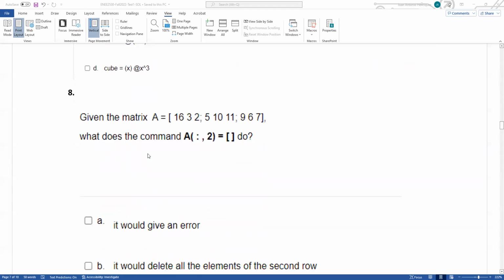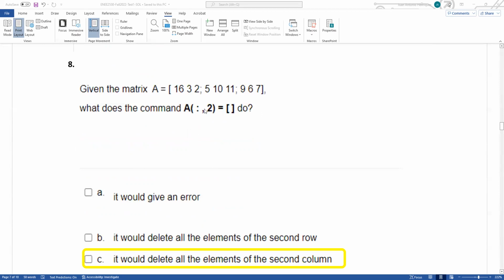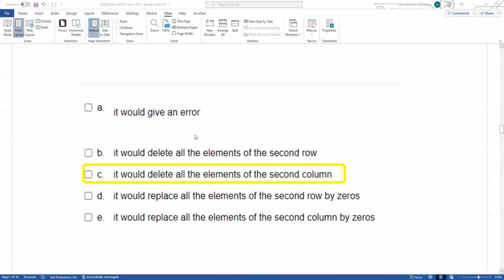Okay. The next one says, what would this command do to this matrix or to this array, whatever you want to call it? And first of all, you notice that this statement right here is selecting all the elements of the second column, right? In other words, all the rows, second column. That's it. So it's just selecting all the elements of the second column, and it's basically deleting them because this here is blanking that column. So it's deleting that column. And so that's the correct answer. It will delete all the elements of the second column.